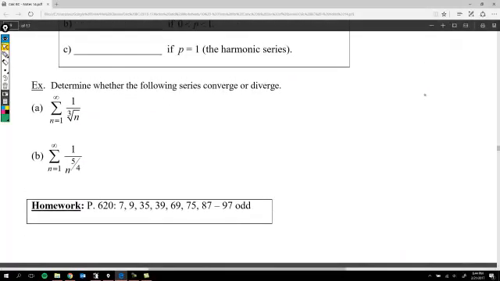All right, so let's work through some examples. Right here, I have 1 over n to the 1/3 power. That means that p is equal to 1/3, which automatically I can say is divergent. I don't really have to do any work. Here I can see that p is 5/4. 5/4 is greater than 1, so it's convergent.